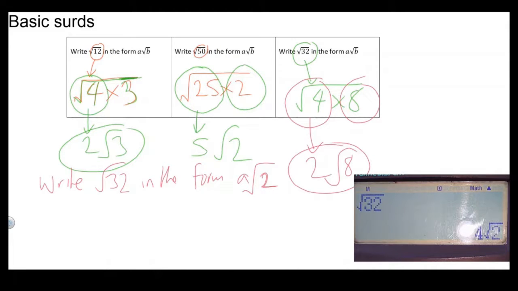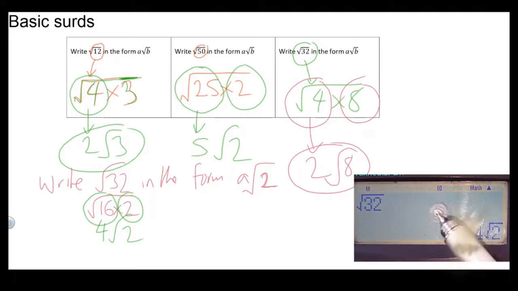So you think of two numbers that when multiplied together give you 32. And the first number that comes in your head has to be the biggest square number that works. Well, I can think of 16. 16 is a square number times 2. That does give you 32. Right, square root of 16 is 4. And then root 2 is just root 2. That's what I've got on the calculator. If you check on the calculator, 4 root 2.